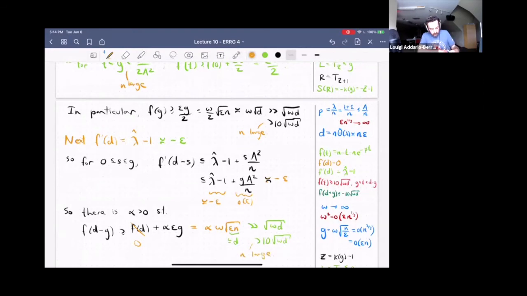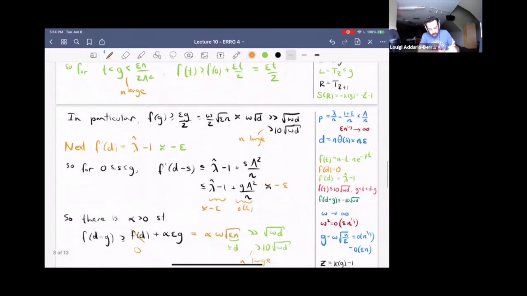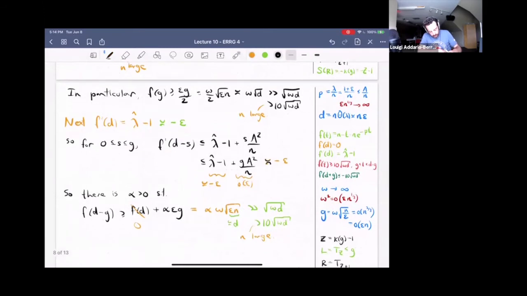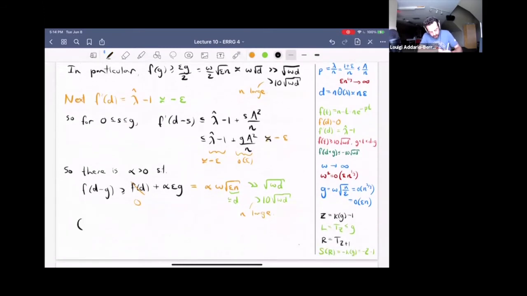So what have we proved now? By my comments about concavity, it also follows that f of d plus g is less than minus 10 root omega d. I won't say more about that.